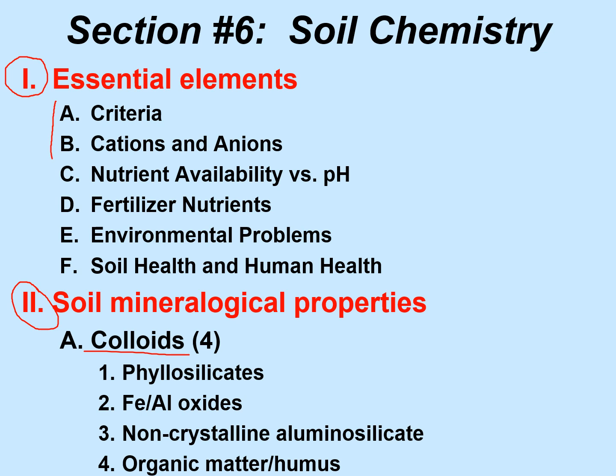In the first set, we'll talk about the criteria that makes a plant essential nutrient a plant essential nutrient, and the cations and the forms that they exist in as cations or anions. The second one will be a discussion of nutrient availability versus pH, which is an awesome relationship. The third one will deal with fertilizer nutrients and some environmental problems associated with 2 of those fertilizer nutrients. Stay tuned for which 2 they are. The fourth one will deal with soil health and the relationship between soil health and human health, which is a pretty cool and awesome relationship. And then the last one will deal with the tiniest particles that we find in soils, called colloids.